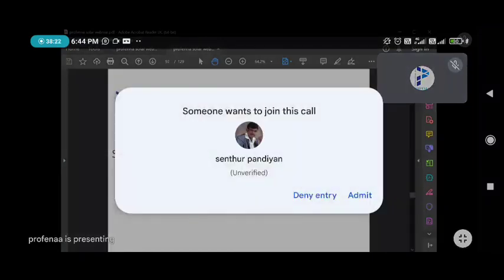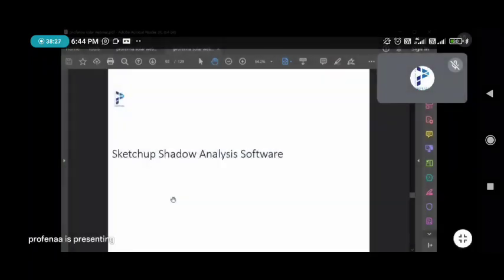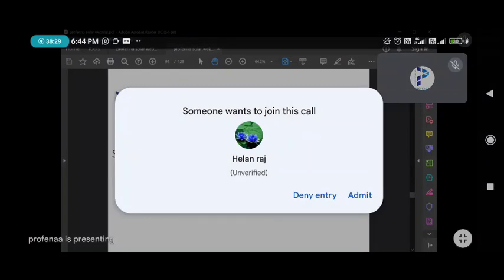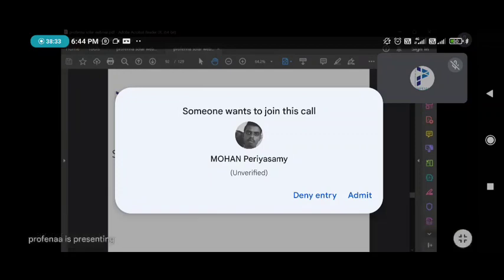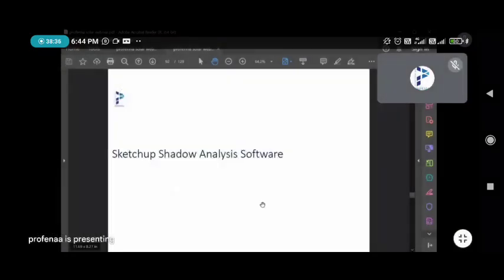SketchUp software, what is the purpose? Remember, sir, I said one leaf will fall down on the panel. What happened? The efficiency of the panel will go to zero. You will get zero power. So you have to do the shadow analysis. See which software you are using. SketchUp software you are using.